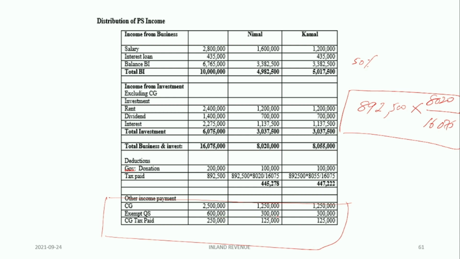Exempt amounts 600,000, 300,000 each. Capital gain tax paid 250,000, each partner is given 50%. That also cannot be claimed as a tax credit, because the tax liability was already paid by the partnership, and this income will not be considered as income in the hands of the individual. Therefore, the tax credit is also not claimable in the individual return.